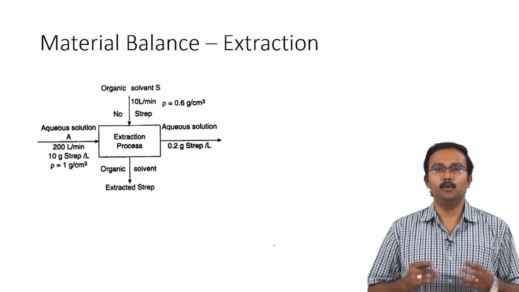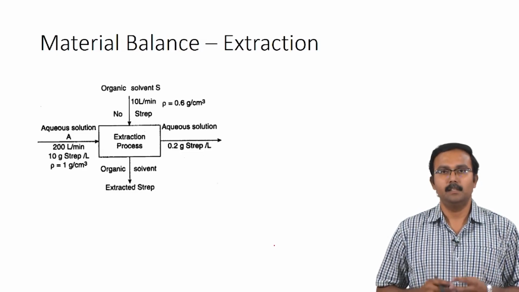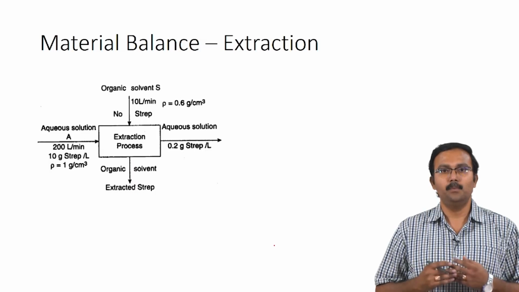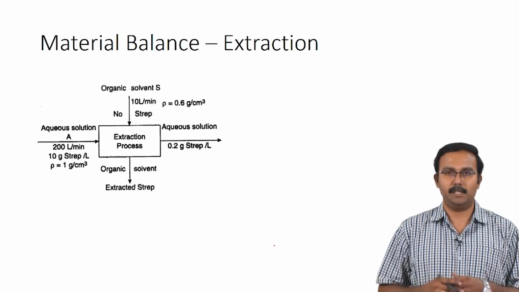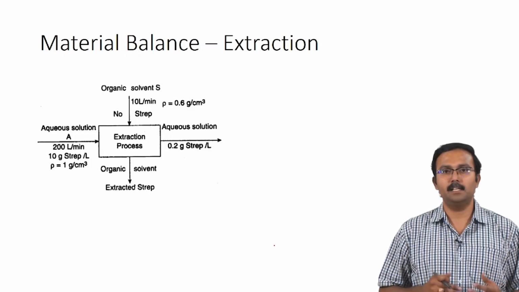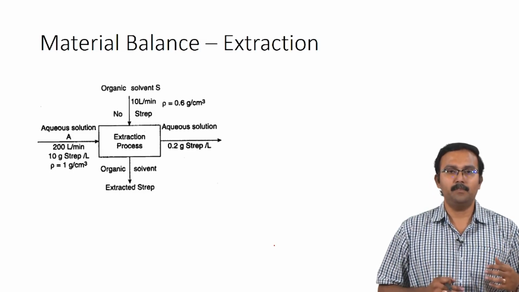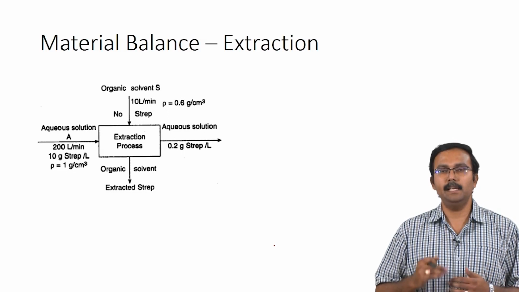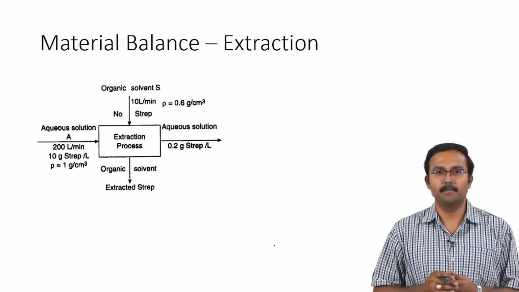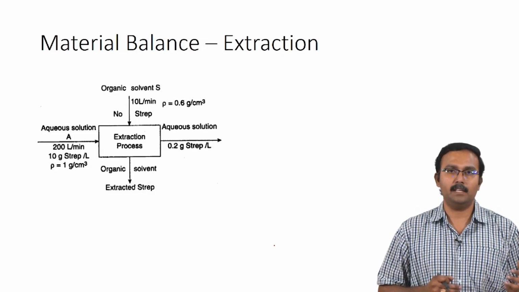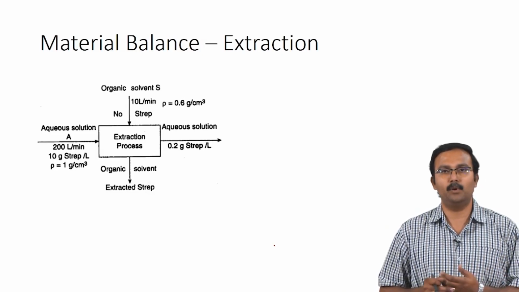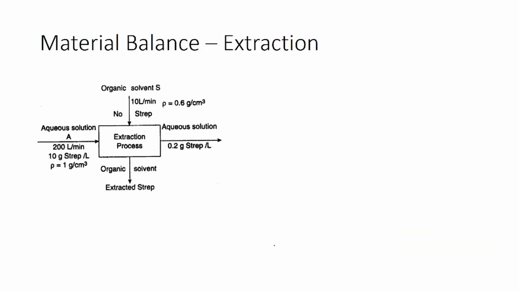Extraction is a process where two immiscible liquids come in contact with each other. These have two different specific gravities, which means there is actually no transfer of liquid which is happening. Only the dissolved component streptomycin is being transferred from the aqueous solution to the organic solvent. This means the volumetric flow rate of aqueous solution which is entering will be equal to the volumetric flow rate of the aqueous solution leaving. Similarly, the volumetric flow rate of the organic solvent entering will be the same as the volumetric flow rate of the extract which is leaving the system. So this means these systems would have a flow rate of 200 liters per minute, and this would have a flow rate of 10 liters per minute.